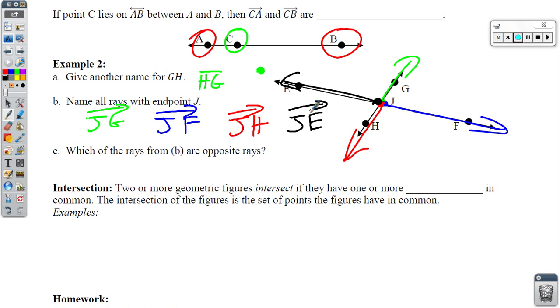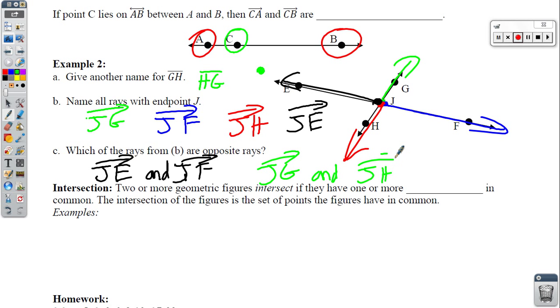Opposite rays are rays that have the same endpoint but go in opposite directions. So for example, the blue one and the black one on there, JF and JE, those are opposite rays because they both start at J and then they point in exactly opposite directions. So we could say that ray JE and ray JF, that's a pair of opposite rays. The other pair of opposite rays here is the green one and the red one. So ray JG and ray JH. Those are also opposite rays.